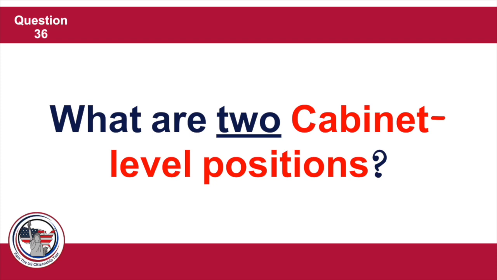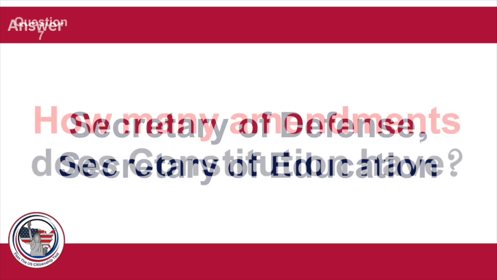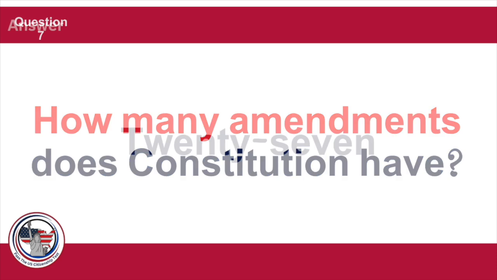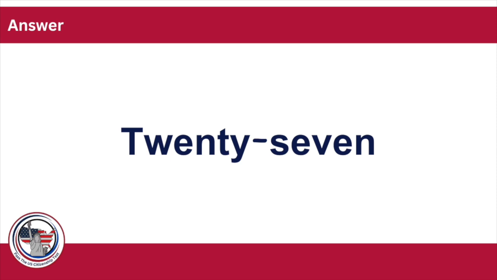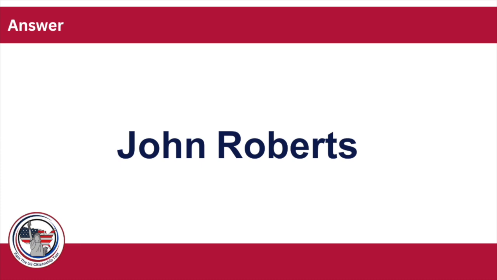What are two cabinet-level positions? Secretary of Defense. Secretary of Education. How many amendments does the Constitution have? 27. Who is the Chief Justice of the United States now? John Roberts.